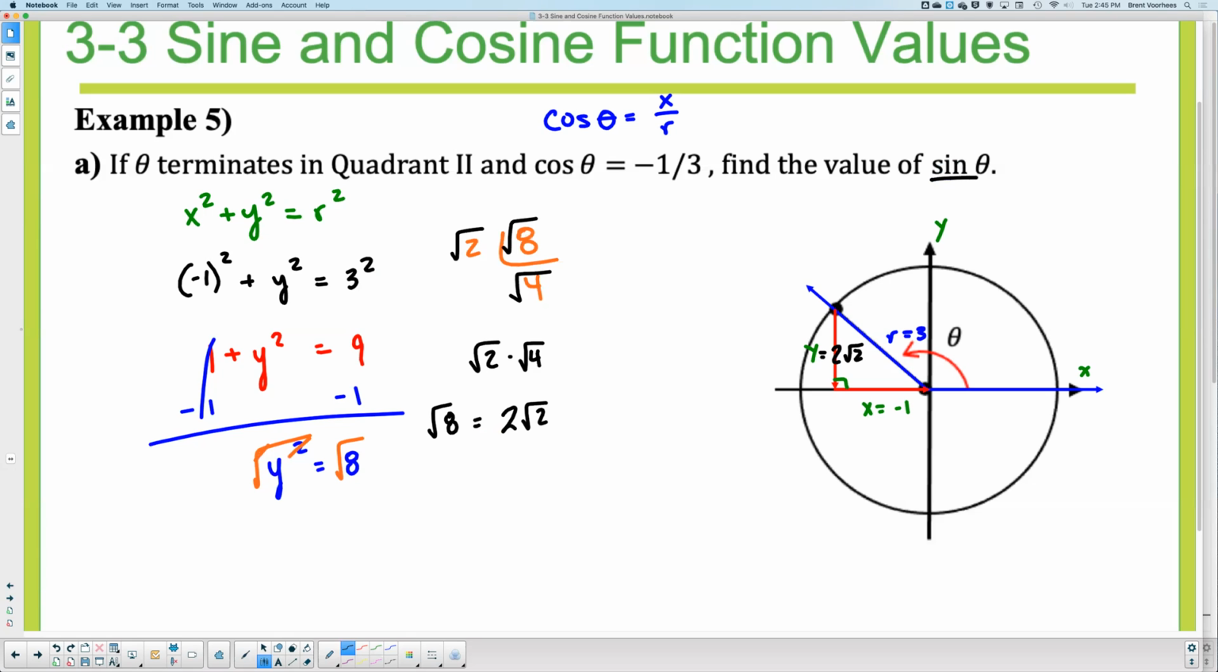Okay, so it says find sine. What is sine's ratio? Okay, we just found out y is 2 square roots of 2. What is our r? 3. Do I need to rationalize the denominator or am I good? You're good. That's your answer.